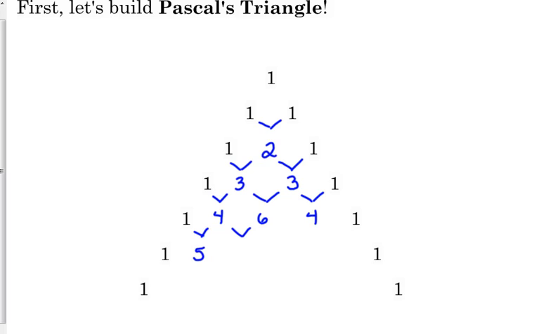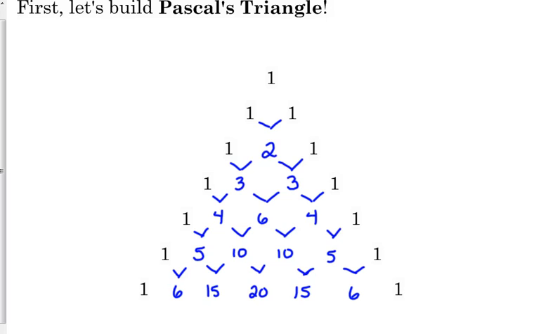For the next row, 1 plus 4 is 5. 4 plus 6 is 10. 6 plus 4 is 10. And 4 plus 1 is 5. So see if you can fill in that. Okay, so this last row would be 6, 15, 20, 15, and 6.